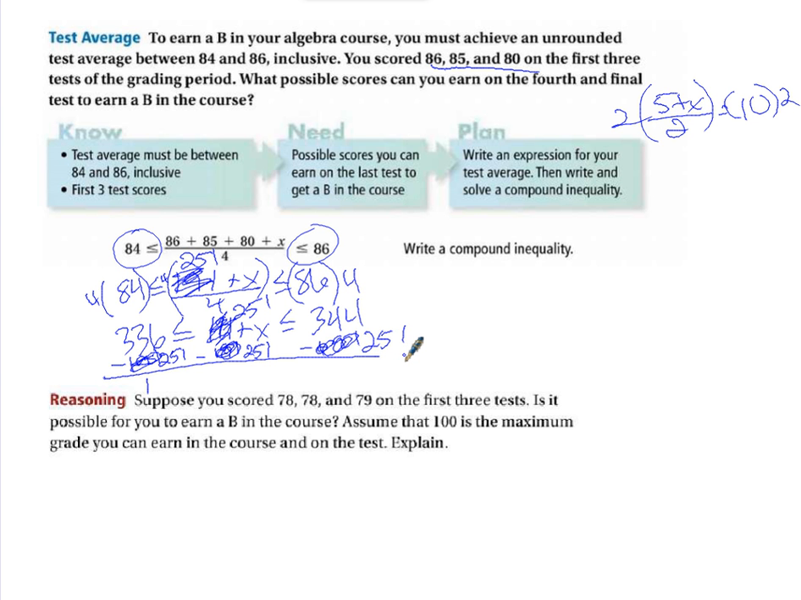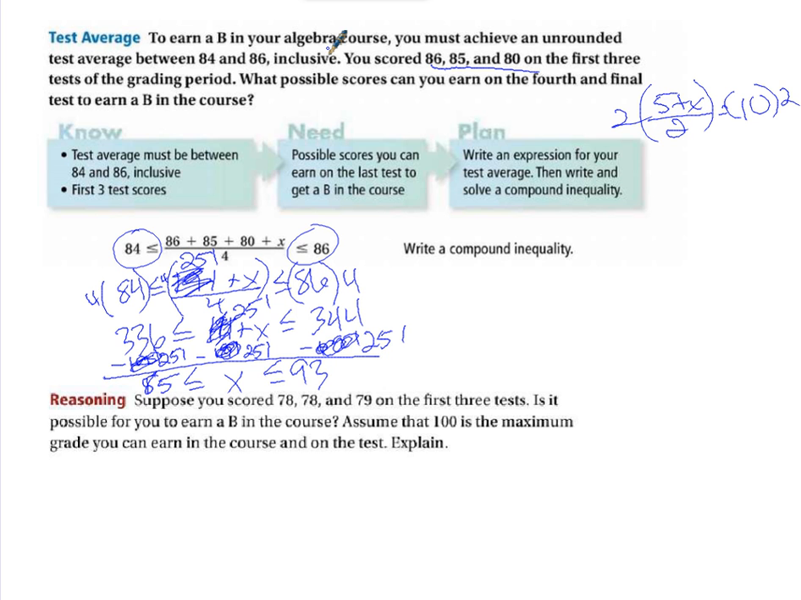Okay, so 336 minus 251 is 85, less than or equal to X less than or equal to 344 minus 251, which is 93. Notice that as soon as I started doing that subtraction, I realized there was a mistake, because we wound up getting like 140 something percent, which we know we're not going to get. So that means our test score has to be between 85 and 93 in order for us to get our B average for the quarter.